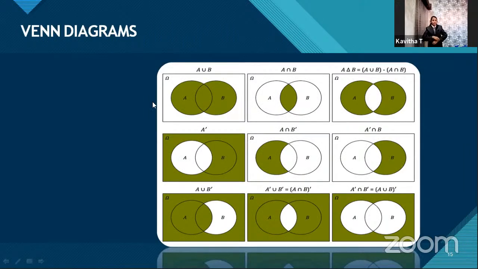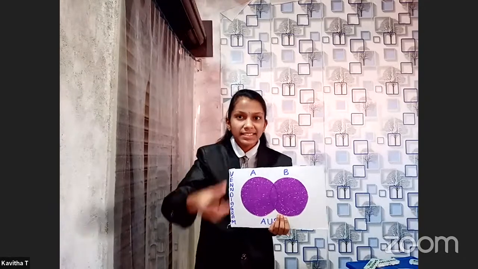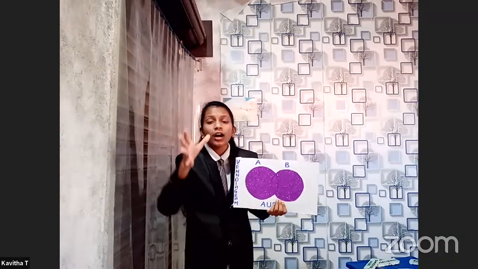Next, Venn diagrams. Venn diagrams were introduced by a famous mathematician, John Venn, so that's why the diagrams are known as Venn diagrams. Here we have flip cards like this. First we discuss A union B. I'm taking an example: set A contains 1, 2, 3 and set B contains 4, 5, 6. Then how to write A union B? We take from set A and set B and mix them.